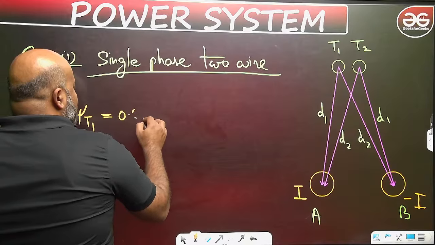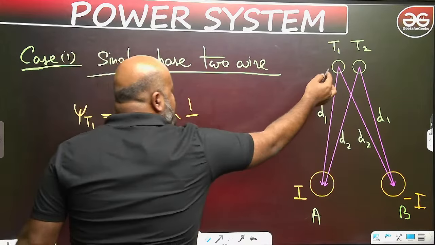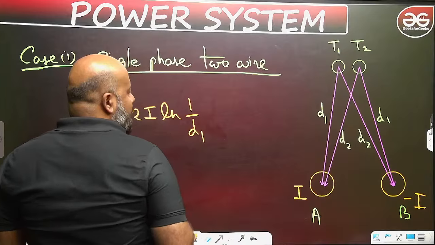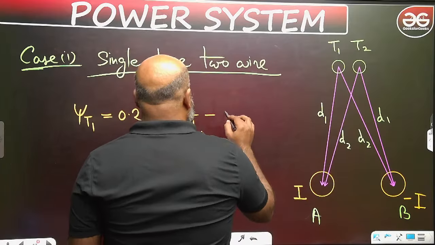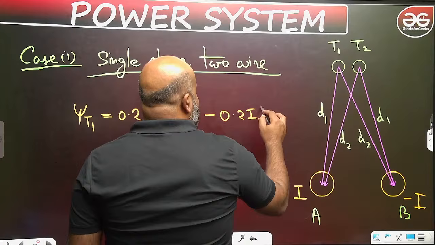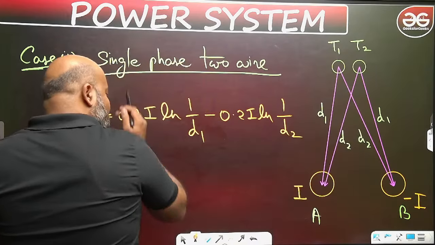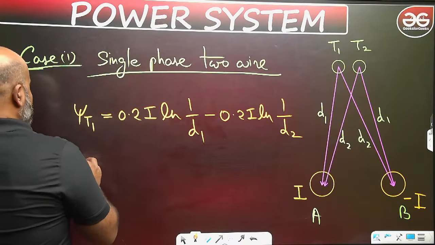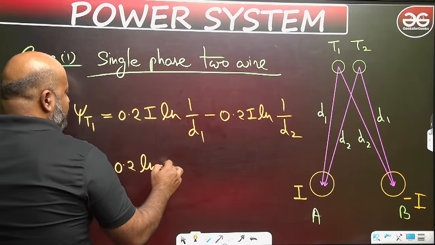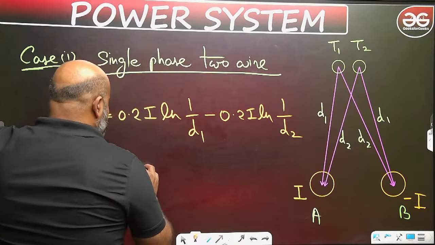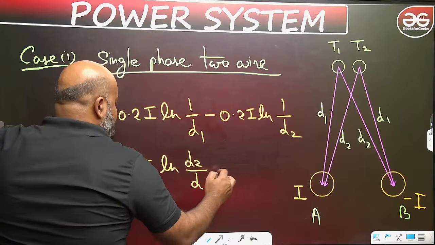This is going to be 0.2 I ln, what is the distance? It is D1, 1 upon D1. If you are writing for T1 with respect to B, it is minus I, so it is 0.2 I and this is ln 1 upon D2. Yes or no? It means you can write phi T1 is 0.2 I ln D2 upon D1. Say this is equation number 1.